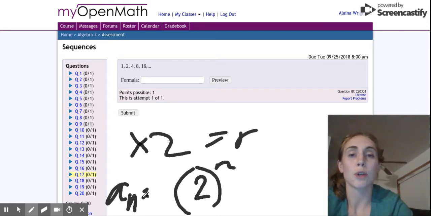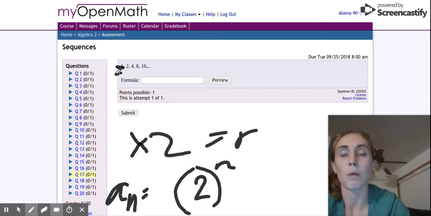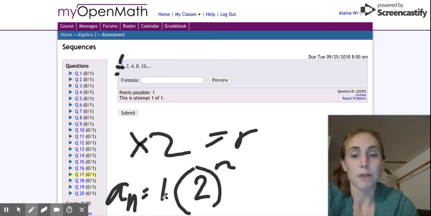All that's left to do is figure out what my first term of the sequence is. I want my first term of the sequence to be a 1. Oh, that was poor underlining. Anyway, there was a 1 right there. So that's my first term of the sequence.